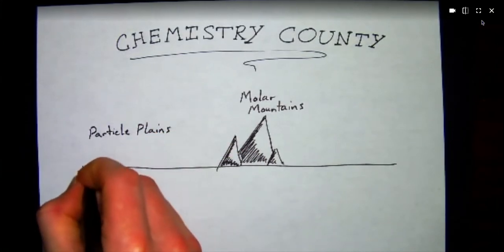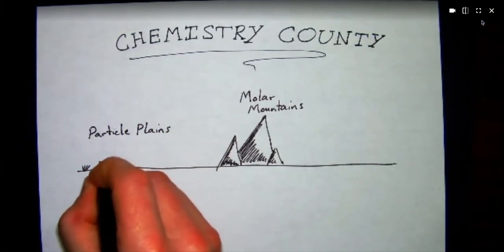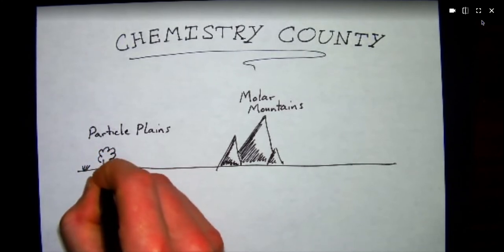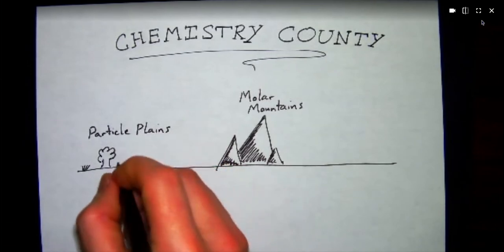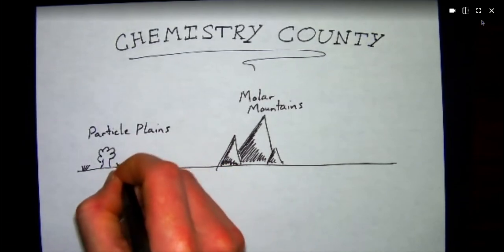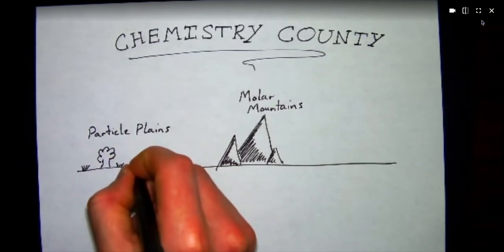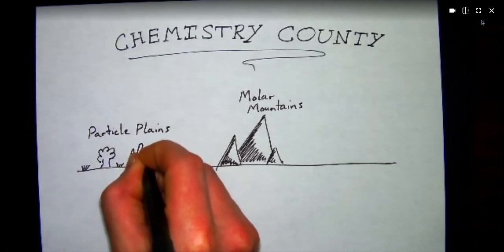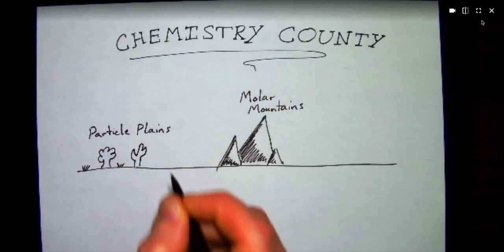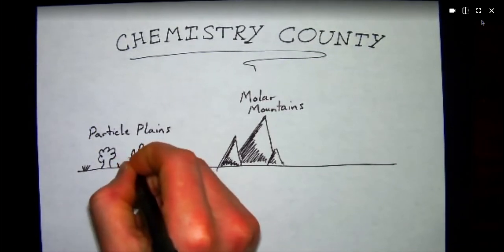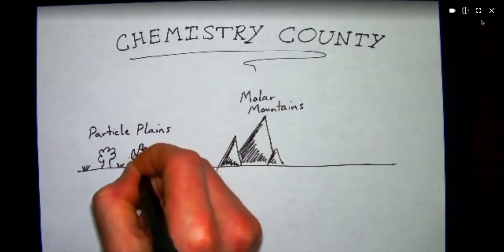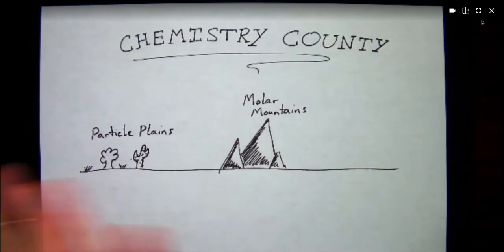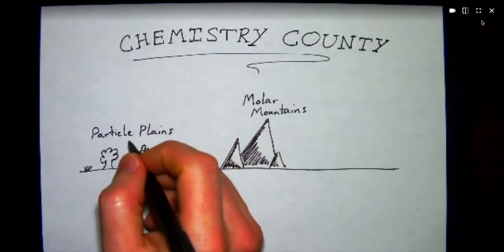We'll add some little grasses, maybe a little tree, a cactus. That's supposed to be a cactus. I don't know how all three of these species are in the same place, but hey, don't worry about that. All right, these are the particle planes.